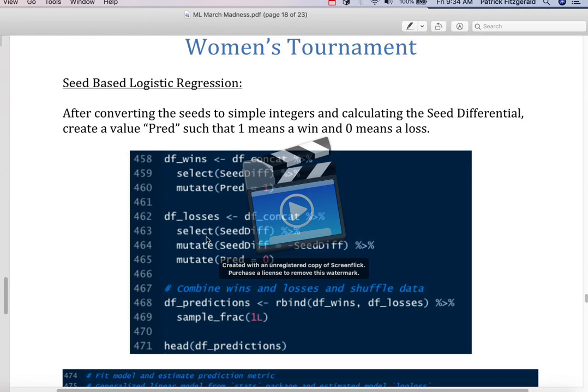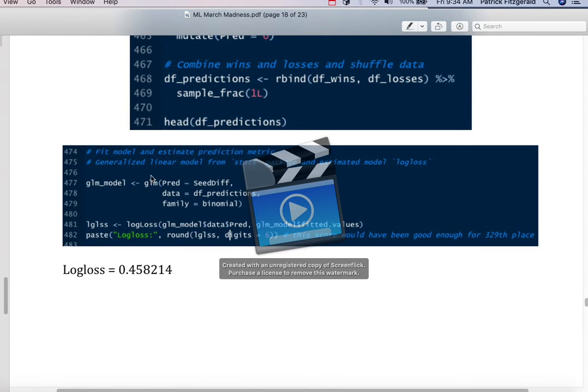You can see here we're just doing that. And then we want to fit a model and estimate prediction. Generalized linear model. For the stats package, you just take our model, our prediction based on our seed difference. Our data is our predictions, and then our log loss. So our log loss here for the women's is actually even lower than it was for the men's. However, like I said, there's maybe a little bit less parity in the women's tournament than there is in the men's. It's kind of top heavy, so you would expect this to sort of be the case. This score would have been good enough for 329th place.